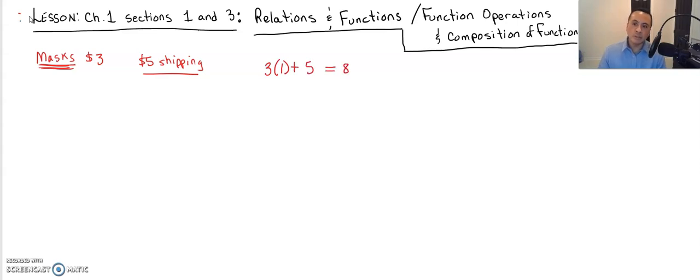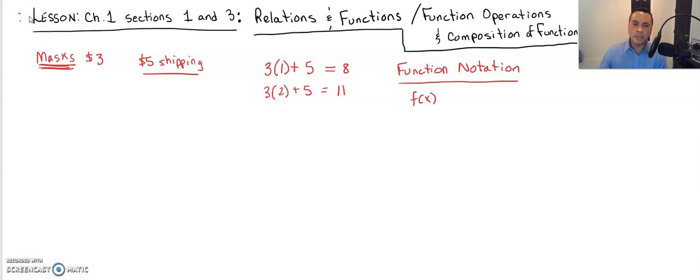What if you want 2 masks? 3 times 2 plus 5, that's 6 plus 5, that's 11, and so forth. You don't want to be calculating how much it's going to be for 3 masks, 4 masks, 5 masks, 6 masks. So you start writing what we call function notation to represent this. In function notation, typically we use f to represent the name of the function, but it doesn't have to be f. It could be g or h or p. A lot of times we use f because of the word function.